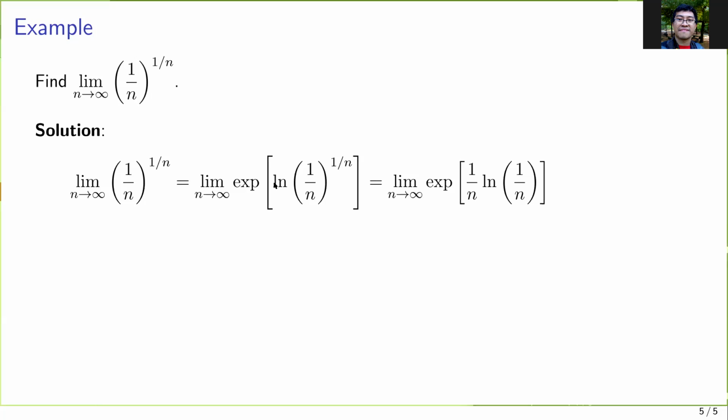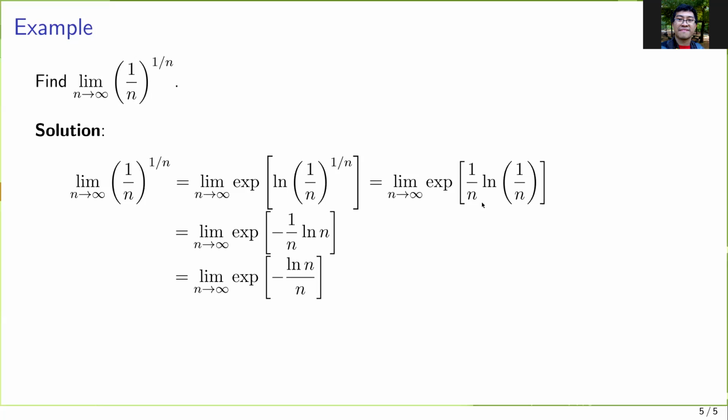But the advantage is that we can write ln of 1 over n to the power of 1 over n as 1 over n times ln of 1 over n. Okay, so ln of 1 over n can also be written as negative ln n. So we have negative ln n over n, or we write it in this way. And we can recall the previous example where we found that ln n over n, taking the limit as n approaches infinity, is 0. So if we substitute n here, we get 0. So our final answer is e to the power of 0, or 1.